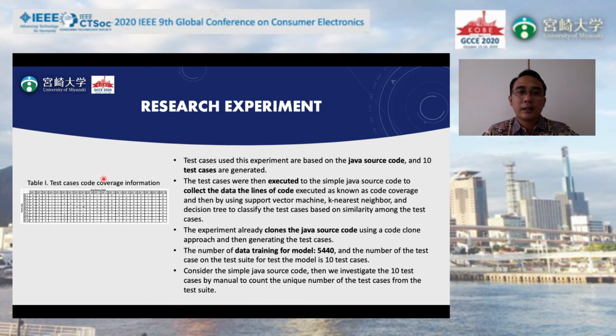This is the data we are using. This is the test case code coverage information. 1 is for executed and 0 for not executed. The test cases used in this experiment are based on the Java source code, and we have 10 test cases. The test cases were then executed on the simple Java source code to collect the lines of code executed, known as coverage, and then support vector machine, k-nearest neighbor, and decision tree were used to classify the test cases based on the similarity among them.